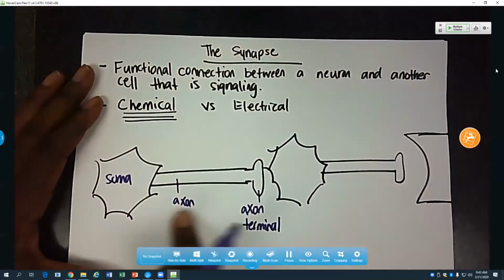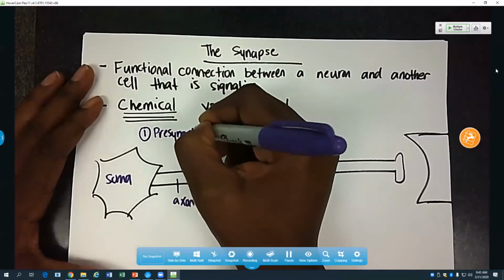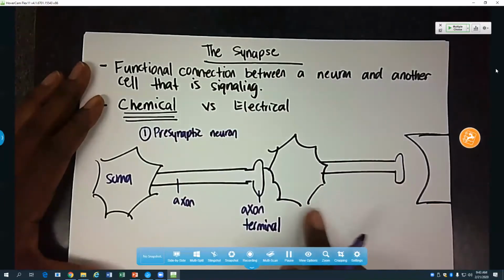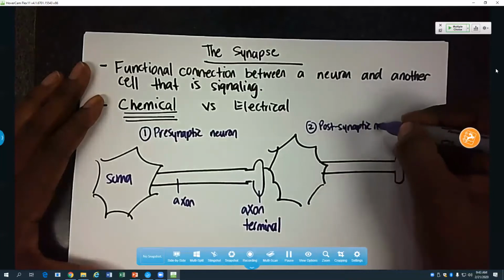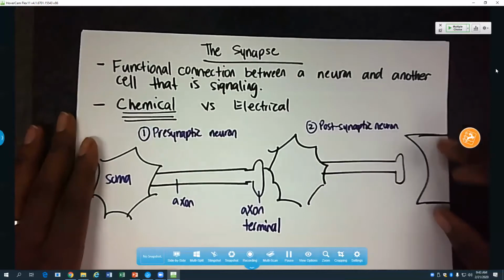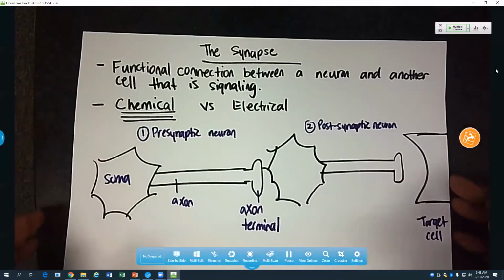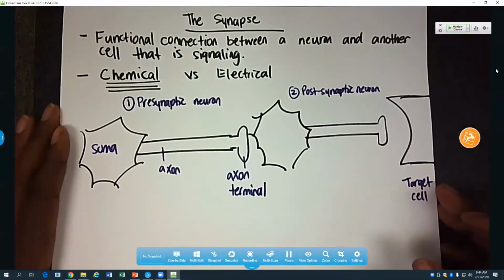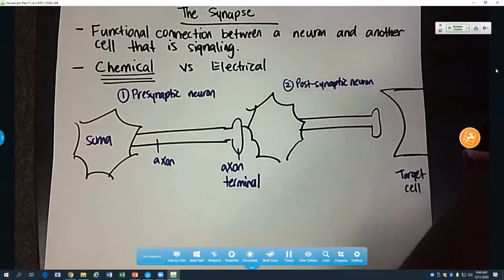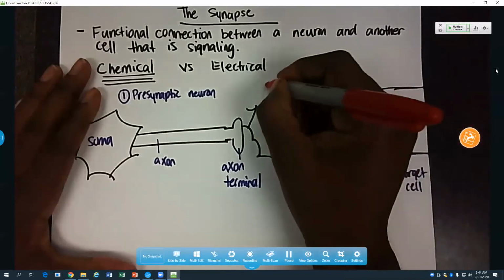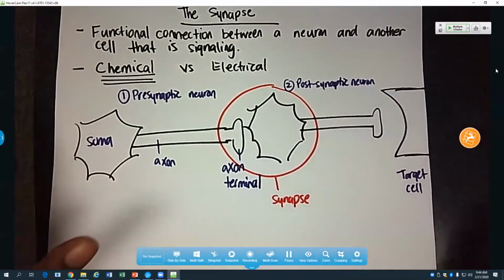So the first communicating neuron is called the presynaptic neuron. The second communicating neuron is called the postsynaptic neuron. And we're going to call this the target cell. All right. So in this communication, this series of neurons speaking to each other, this specific area is what we call the synapse. So this is the synapse. Functional area of communication.